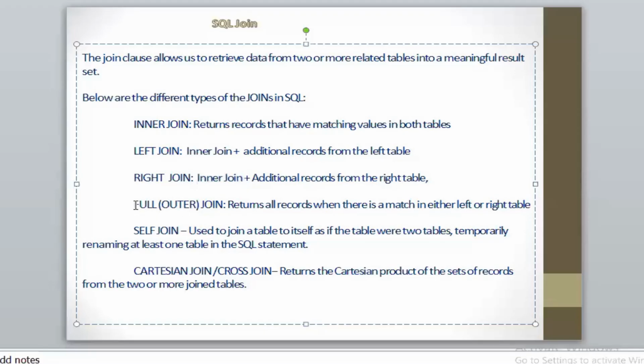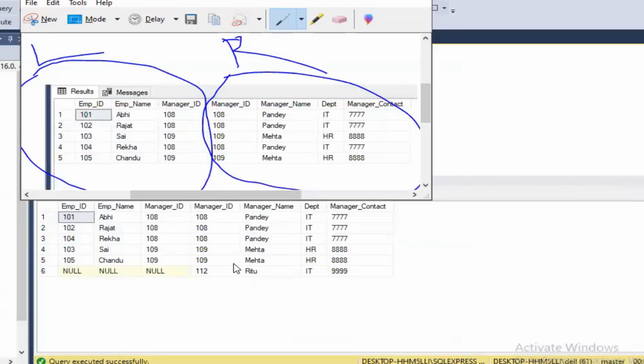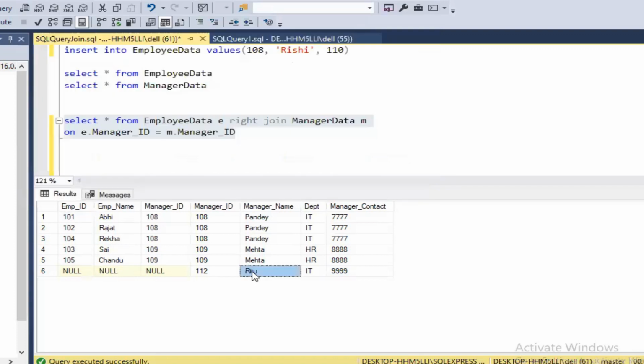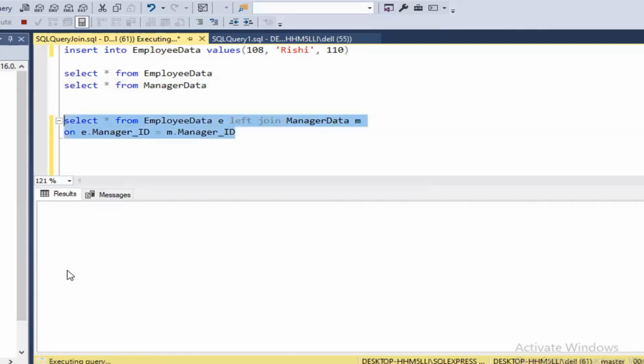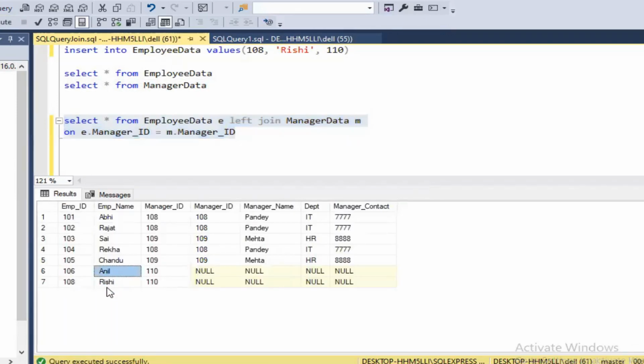Now, full outer join or full join returns all the records when there is a match in either left or right. That means this is nothing but inner join plus additional records from both sides, left and right. If I have to show you, now you got Ritu here. When you do a full outer join, you will get Ritu also, and when we check the left join, you will get these two also, Anil and Rishi.